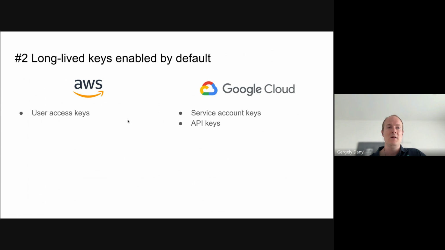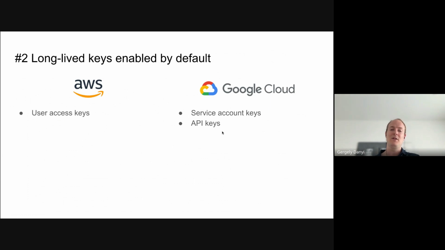Number 2, long-lived keys enabled by default. In AWS, everybody knows about user access keys. These keys are used for CLI access typically. In Google Cloud, we have service account keys. So it's not meant for human identities, it's meant for service authentication where you would create a key and embed the key in your application.